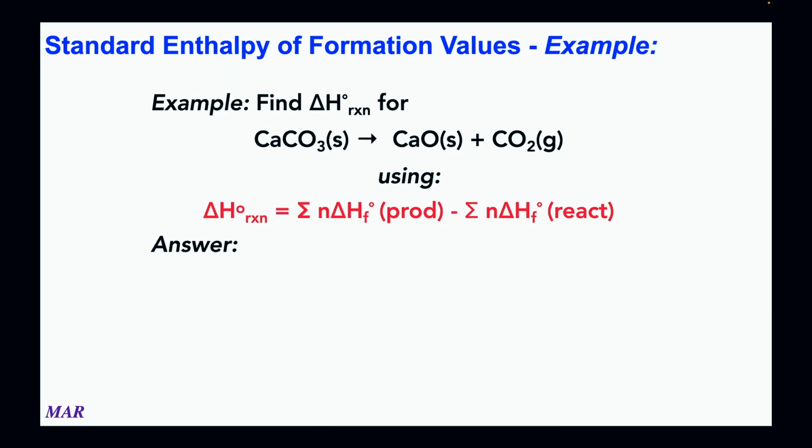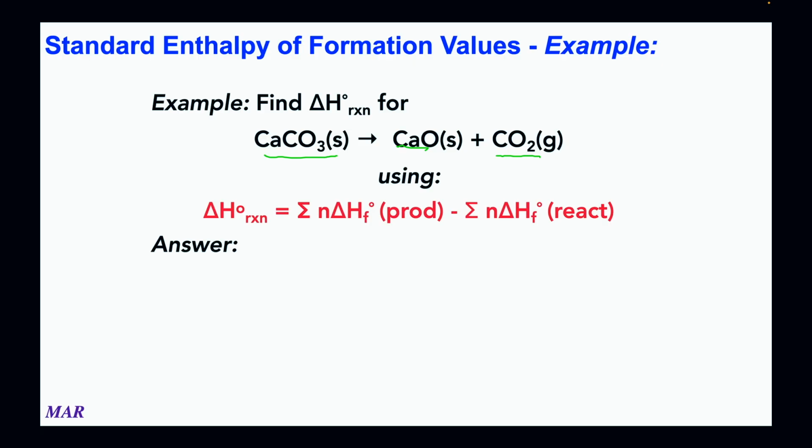Let's say we want to find delta H of reaction for this reaction, which is calcium carbonate breaking up into calcium oxide and carbon dioxide. To figure this out, we're going to take the sum of all the heats of formation that are products and subtract from it the sum of all the heats of formation that are reactants. For this problem, the products are calcium oxide and carbon dioxide, and the only reactant is calcium carbonate.